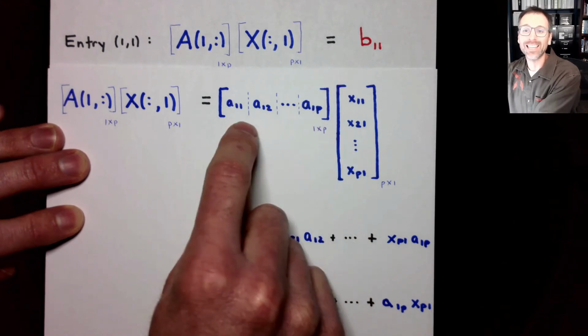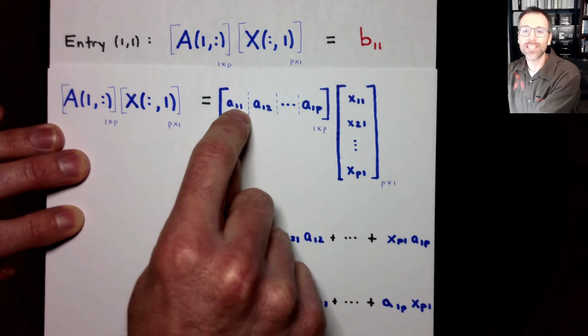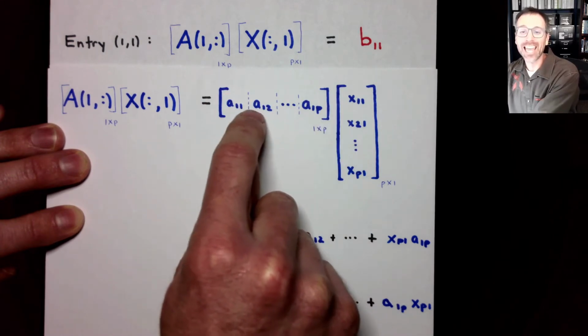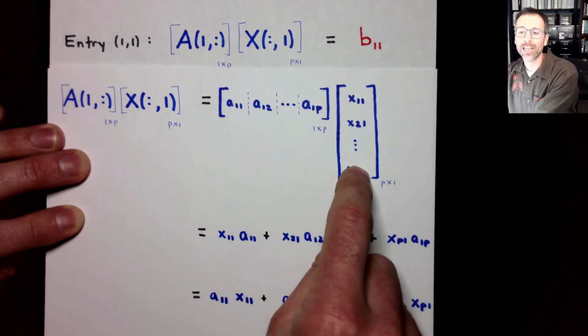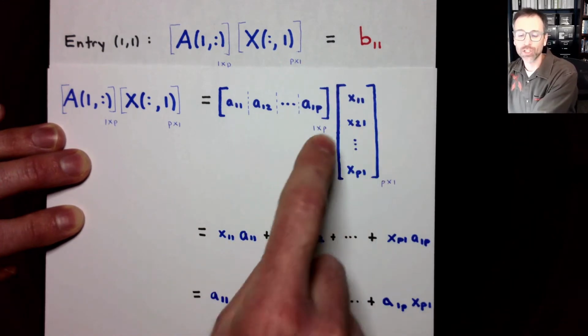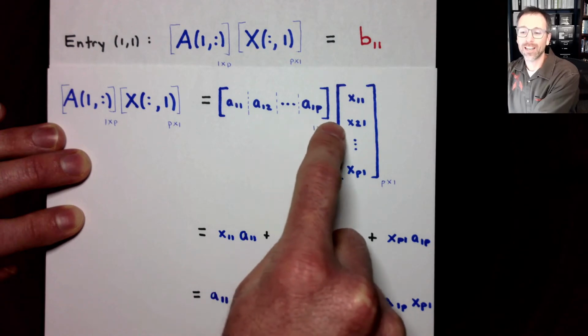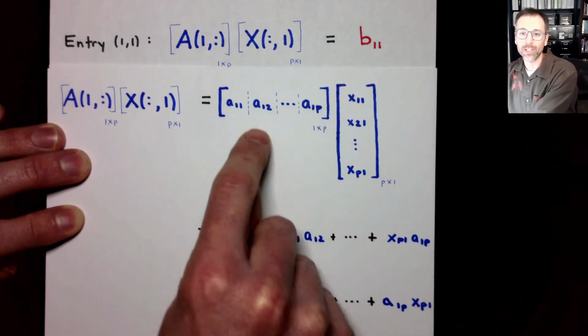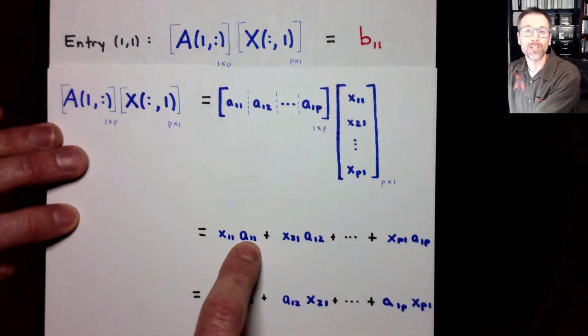We can do that by linear combinations of the columns, perhaps. So let's take the columns of this matrix. Those are individual scalars. And then let's scale those columns by the scalars in the column vector. So that's going to be X11 times A11 plus X21 times A12 plus XP1 times A1P. So here we've got a linear combination of the columns of this matrix. The columns are individual scalars.